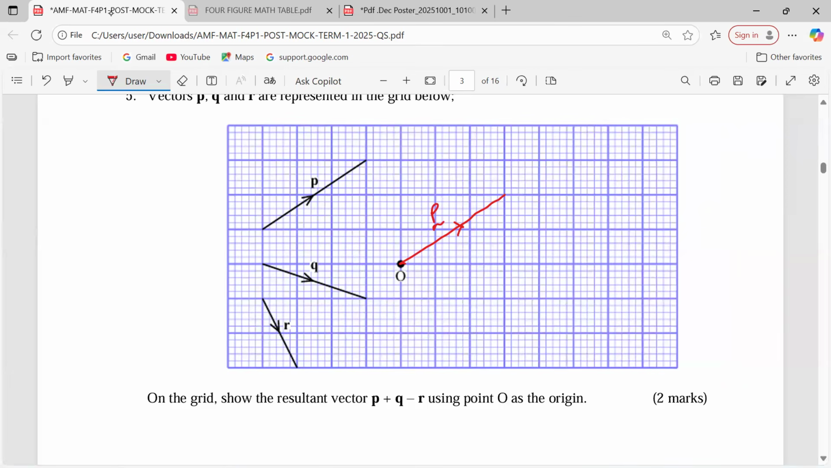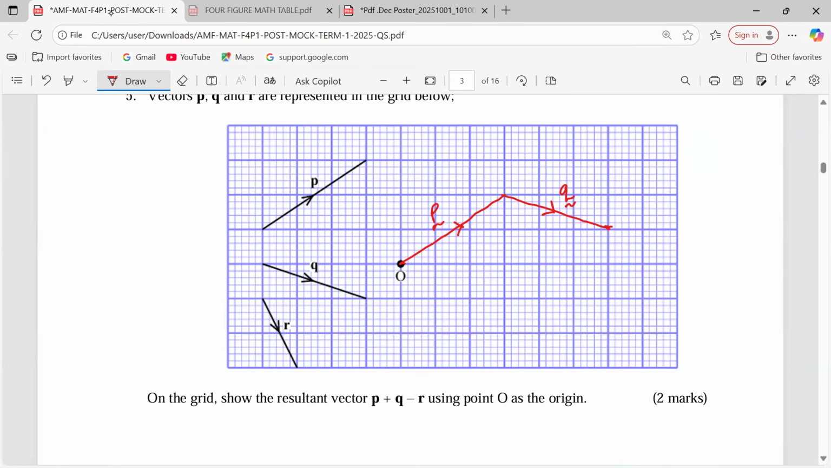Then we attach the tail of Q to the head of P. That is the meaning of adding. So we add Q, whereby we shall move through 3 and 1, like that. So this will be vector Q, like that.